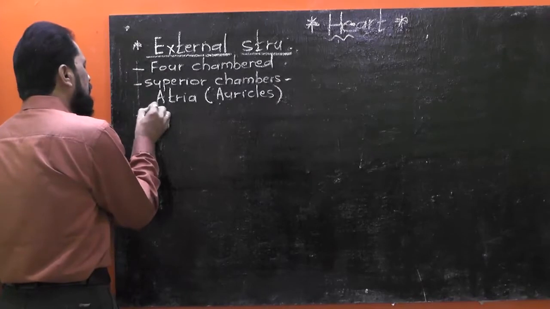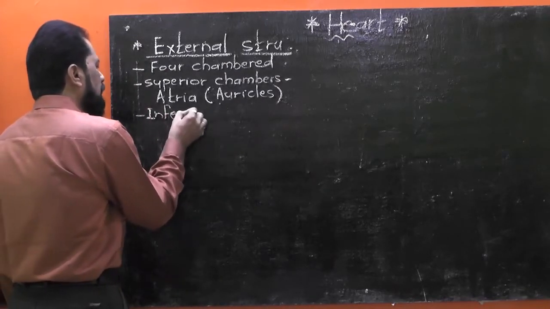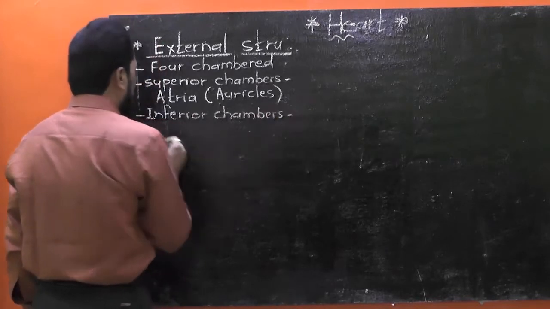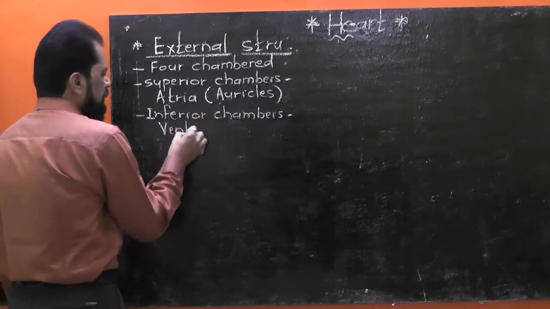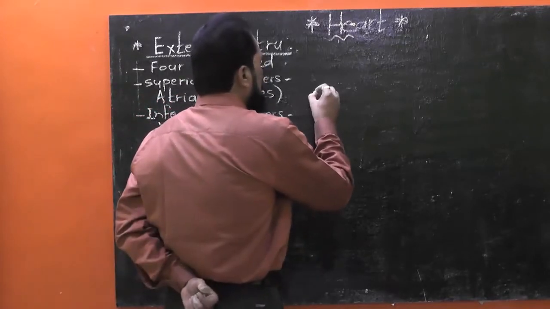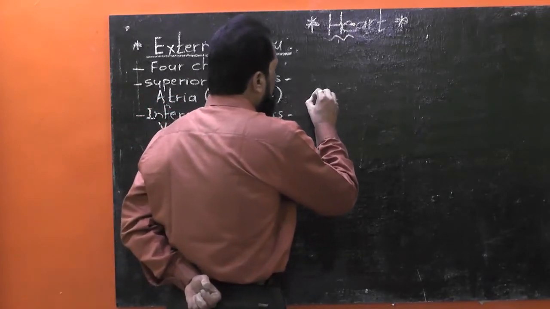While the inferior, lower and large chambers are known as ventricles. Now here I am going to draw the ventral view of heart.